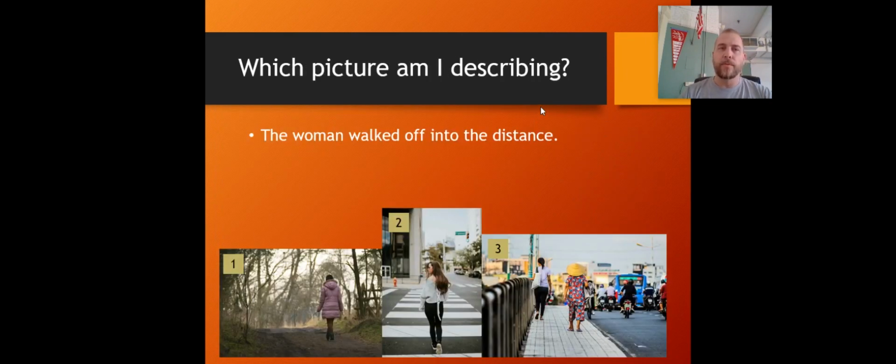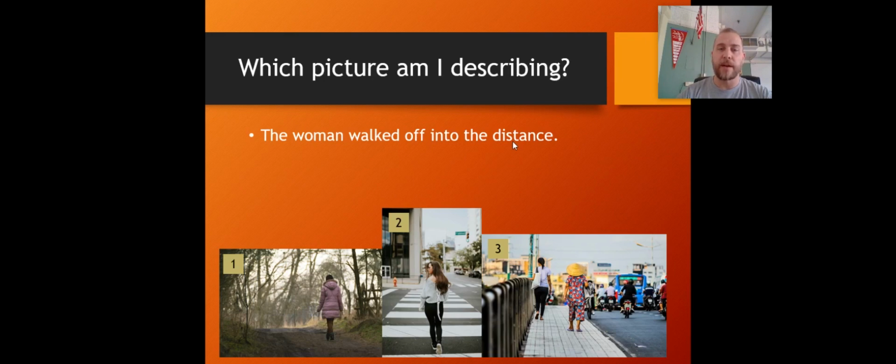And so we want to think about this when we're writing, because you want your audience to be able to picture what it is you're writing, right? And so if I were to give you the sentence, the woman walked off into the distance, could you tell which picture I was describing between 1, 2, or 3? You probably couldn't, because they all describe the same thing.